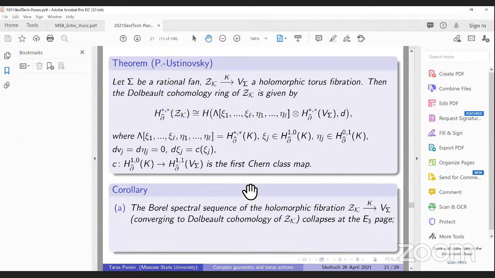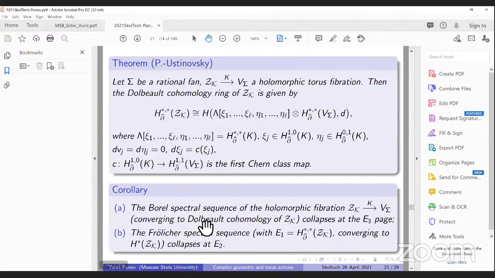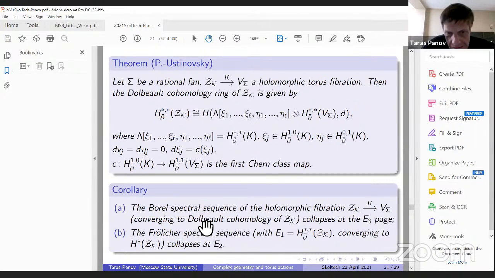Okay, so as a corollary of this, we can say two collapse results for the spectral sequences related to the Dolbeault homology. The one is the analog of the Leray spectral sequence for this holomorphic foliation, or for holomorphic fibration. It collapses at the E3 term, the Borel spectral sequence for this. It converges to the Dolbeault homology of that case. So we know the base, that's Danilov's result, and we know the fiber, of course, that's just this exterior algebra. So that's just the E2 term of the spectral sequence. And once it's the same as the whole Dolbeault homology, we can say that it collapses.